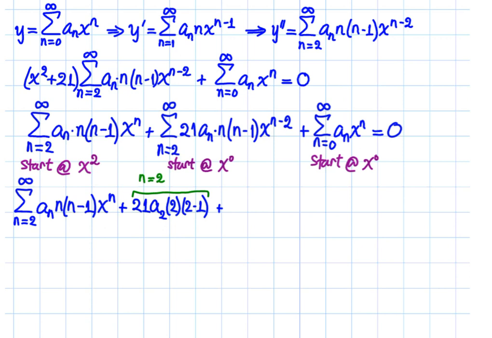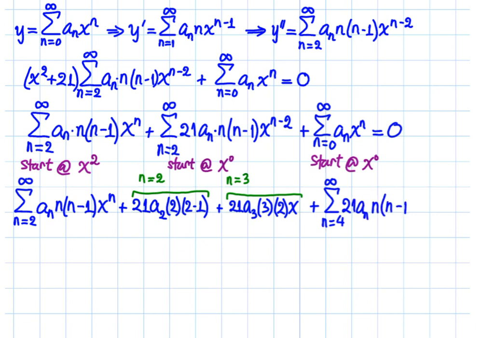Next, we let n equal to 3. We just increase the index. So when n equal to 3, we have 21 a3, n is 3, 3 minus 1 is 2, and x to the 3 minus 2 is 1. So remember, we want x squared in the summation. We have a constant, and the first power of x should be outside. After that, the series will be good enough. It will start from 4 now, because we have used 2 and 3. Now we go from 4 to infinity, and that's 21 a sub n n minus 1 x to the n minus 2.